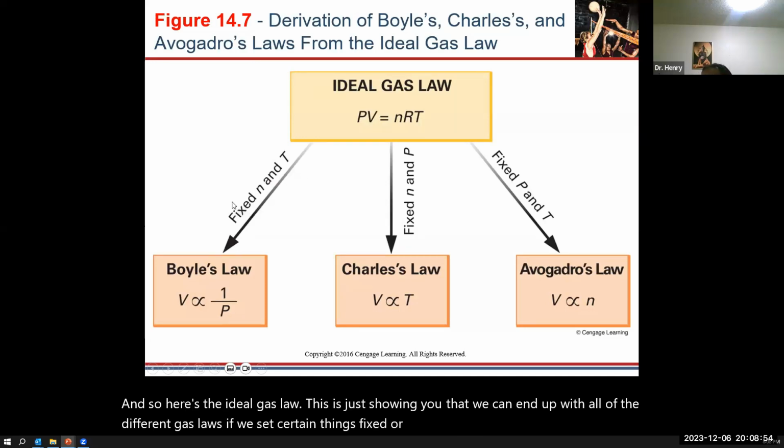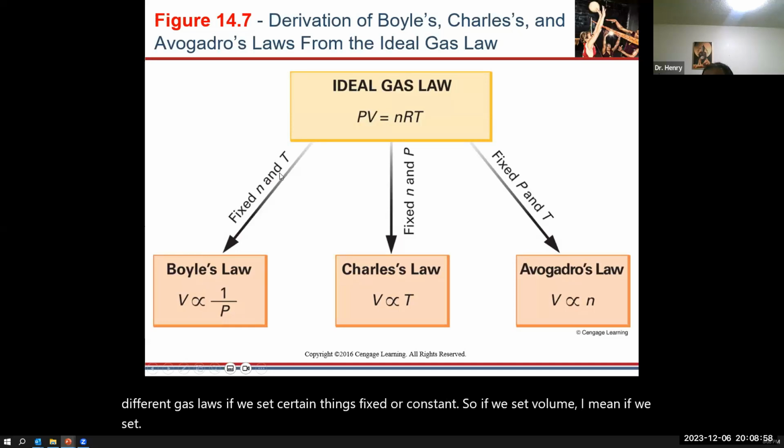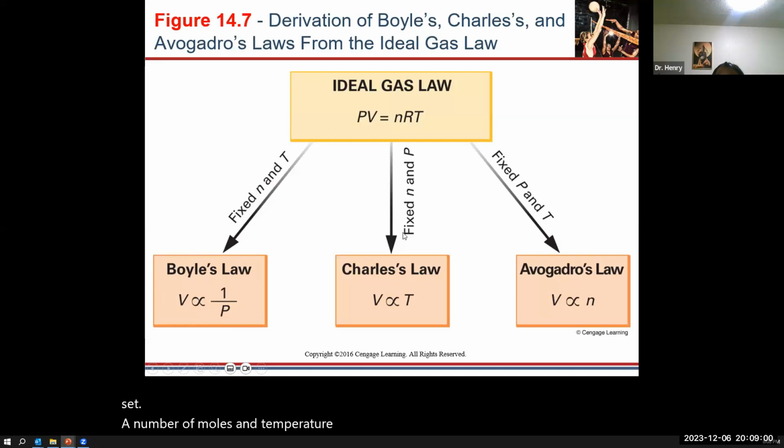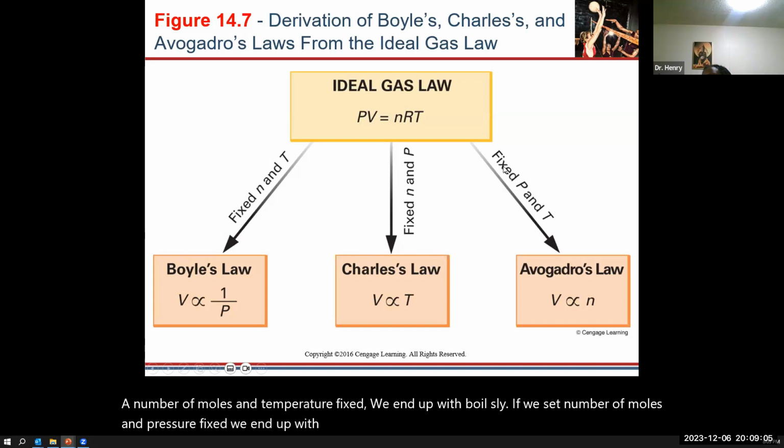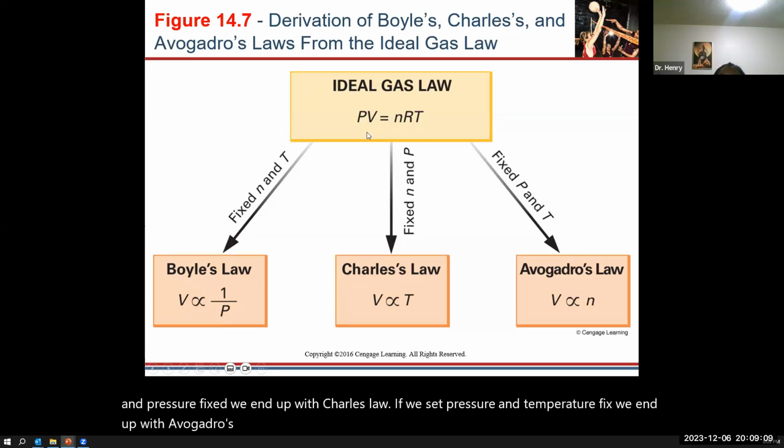So if we set volume, number of moles, and temperature fixed, we end up with Boyle's law. If we set number of moles and pressure fixed, we end up with Charles' law. If we set pressure and temperature fixed, we end up with Avogadro's law. So from our ideal gas law, we can end up deriving all of our different gas laws.